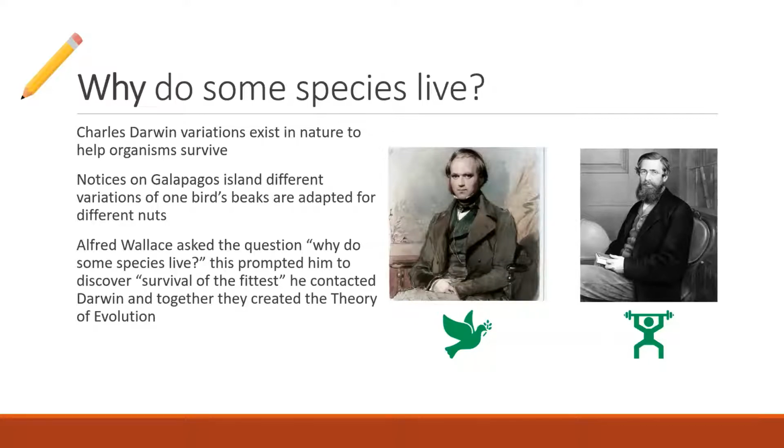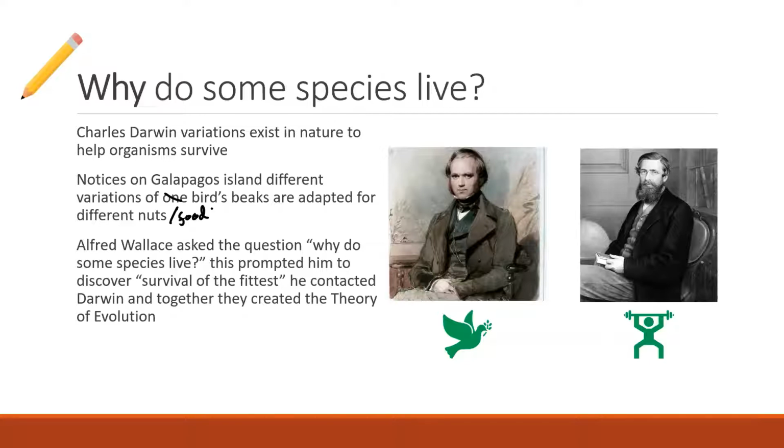Charles Darwin essentially said variations exist in nature to help organisms survive. How did he come up with this theory? Well, he noticed on the Galapagos Islands, which are islands off the coast of South America, different variations of birds' beaks. Variations of birds' beaks are adapted for different nuts, or essentially food, because some of them were also adapted to eat bugs as well.